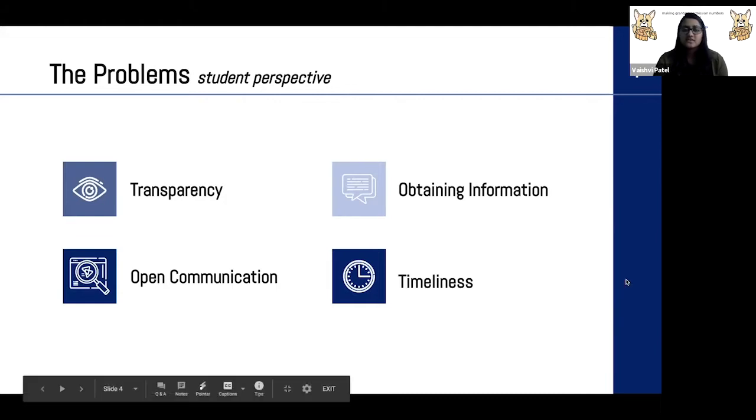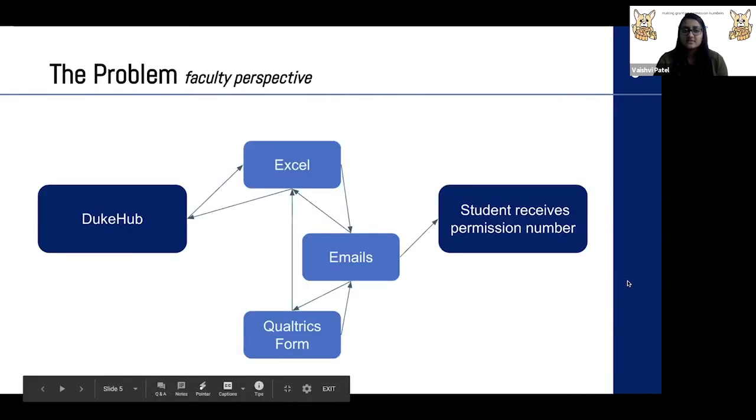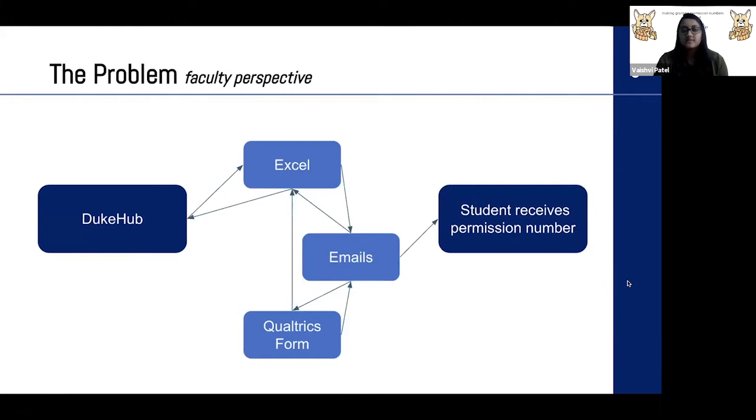And the problems are not just limited to the student side. From the faculty perspective, the faculty deal with many different platforms in order to decide who to give the permission number to. The process usually starts when they receive an email from multiple students asking for a permission number. After sorting through all the emails, the faculty sometimes send out a Qualtrics form or some other type of form in order to get a better insight into who the student is and why they want to take this course. And after receiving the results from the surveys, they analyze those results using Qualtrics or Excel or some other platform.